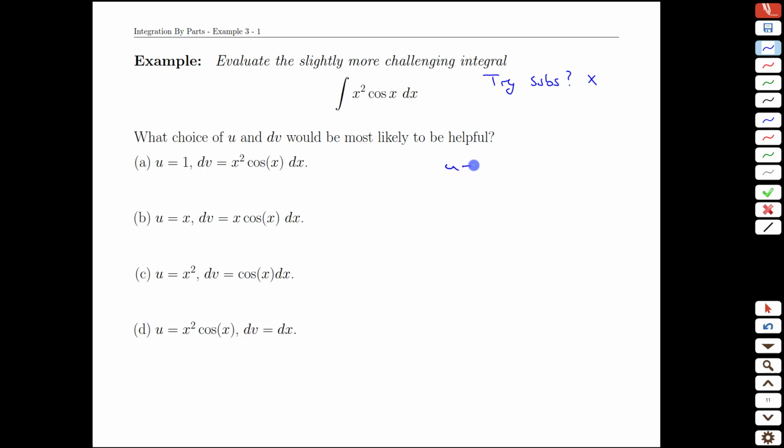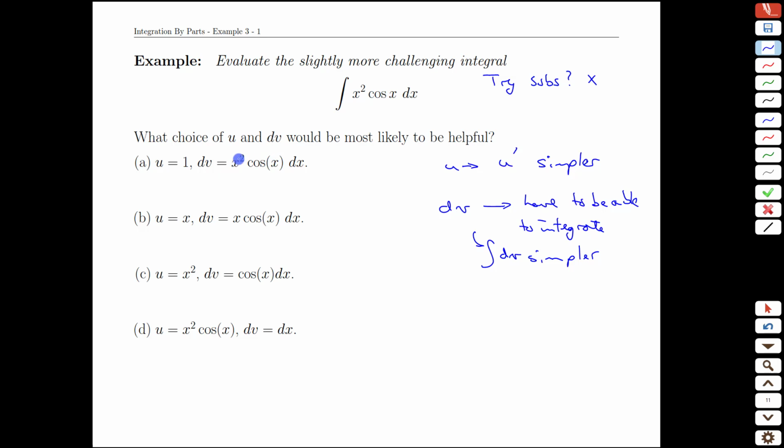Okay, let's remember our guidelines. Whatever we define to be u, we want the u prime to be simpler, and for the dv, we have to be able to integrate it. And as a secondary thing, if we can't integrate it, then we want the integral to be simpler. Be more explicit here, the integral of dv should be simpler.